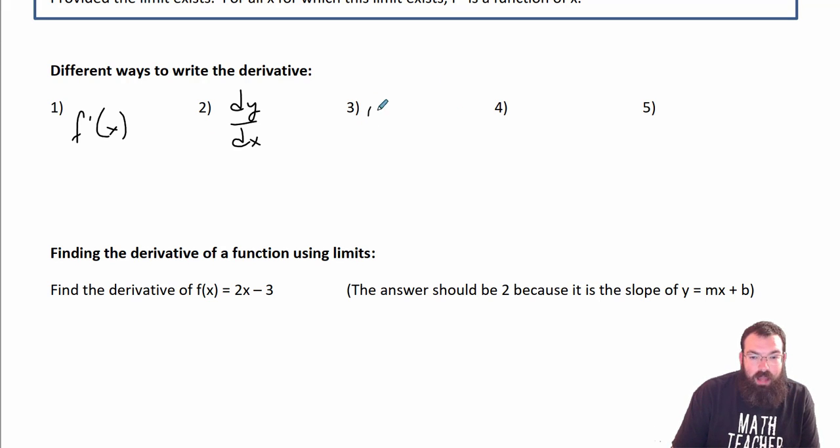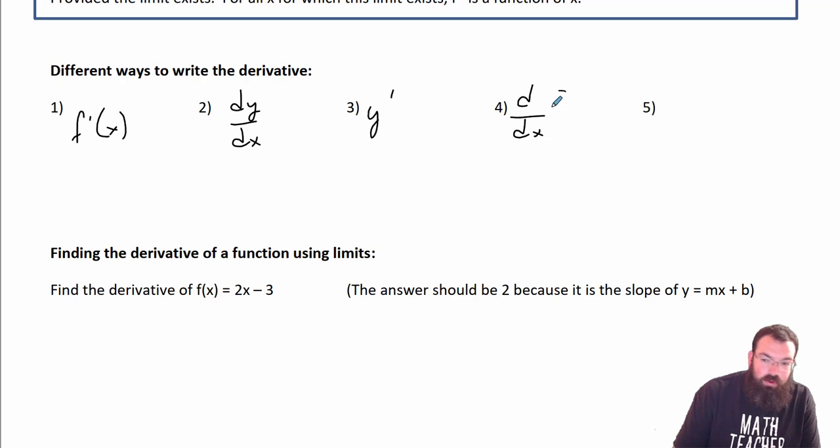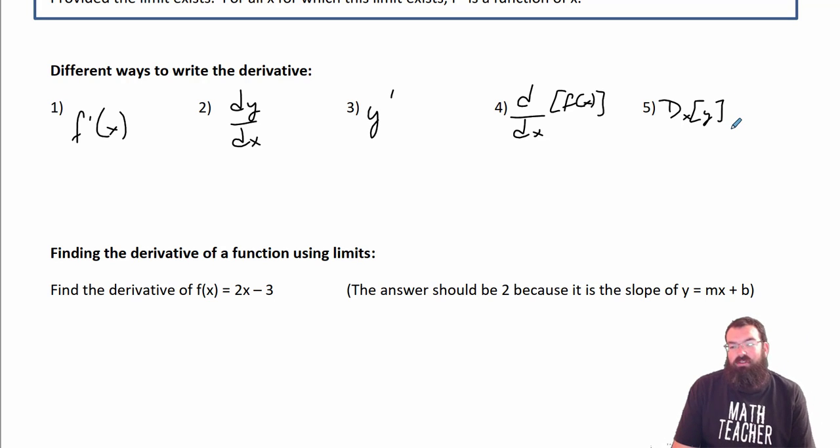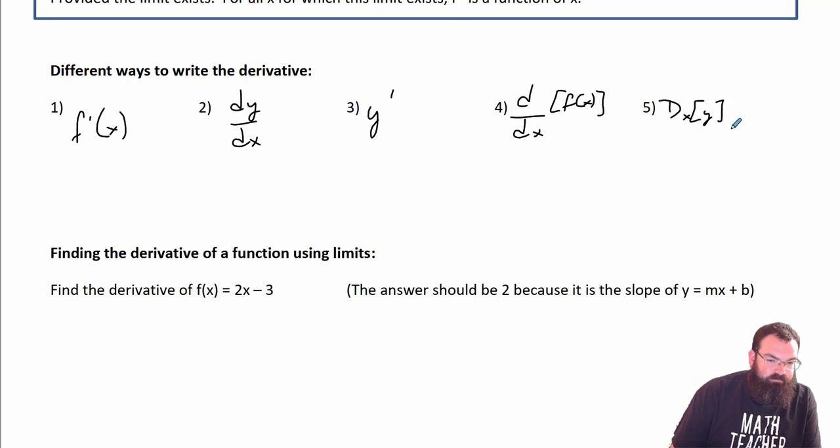The other one we got is y prime. The fourth one is we can say it's d over dx with f of x next to it. That's another way of saying find the derivative of f of x with respect to x. And then the very last one, this one's probably very different and we won't see it much this year, is the derivative with respect to x of whatever we're finding. Alright.